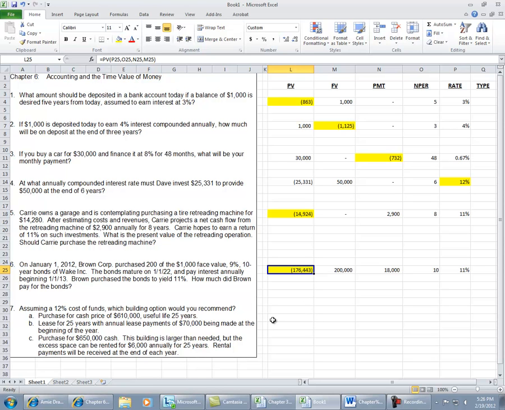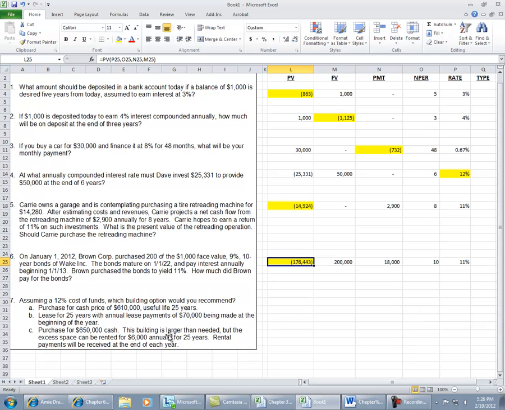In our last case, we're going to assume a 12% cost of funds, and we're trying to determine which option would be the best. So option A is purchasing for cash, $610,000, straight up cash for this building. So the present value is $610,000. No computations that we need to perform.